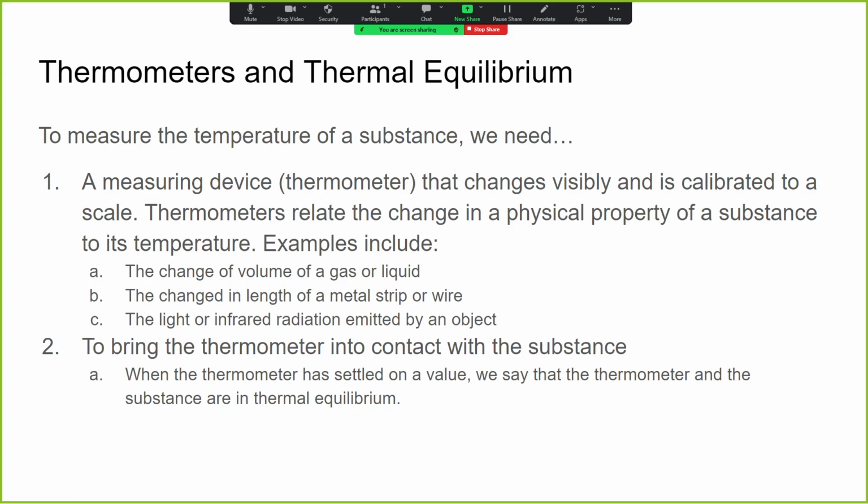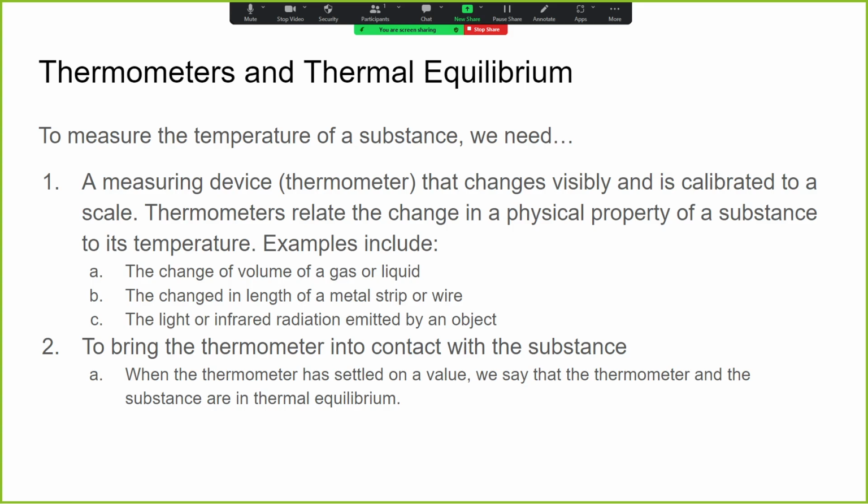So, in order to actually measure the temperature of the substance, we're going to need a thermometer. Typically, more often than not, we use the thermometer. If you have something else that measures temperature, that's really cool. I would love to see it, if it's safe. So, a measuring device known as a thermometer visibly changes and is calibrated to a scale, whether that scale be Celsius or Fahrenheit on either side.